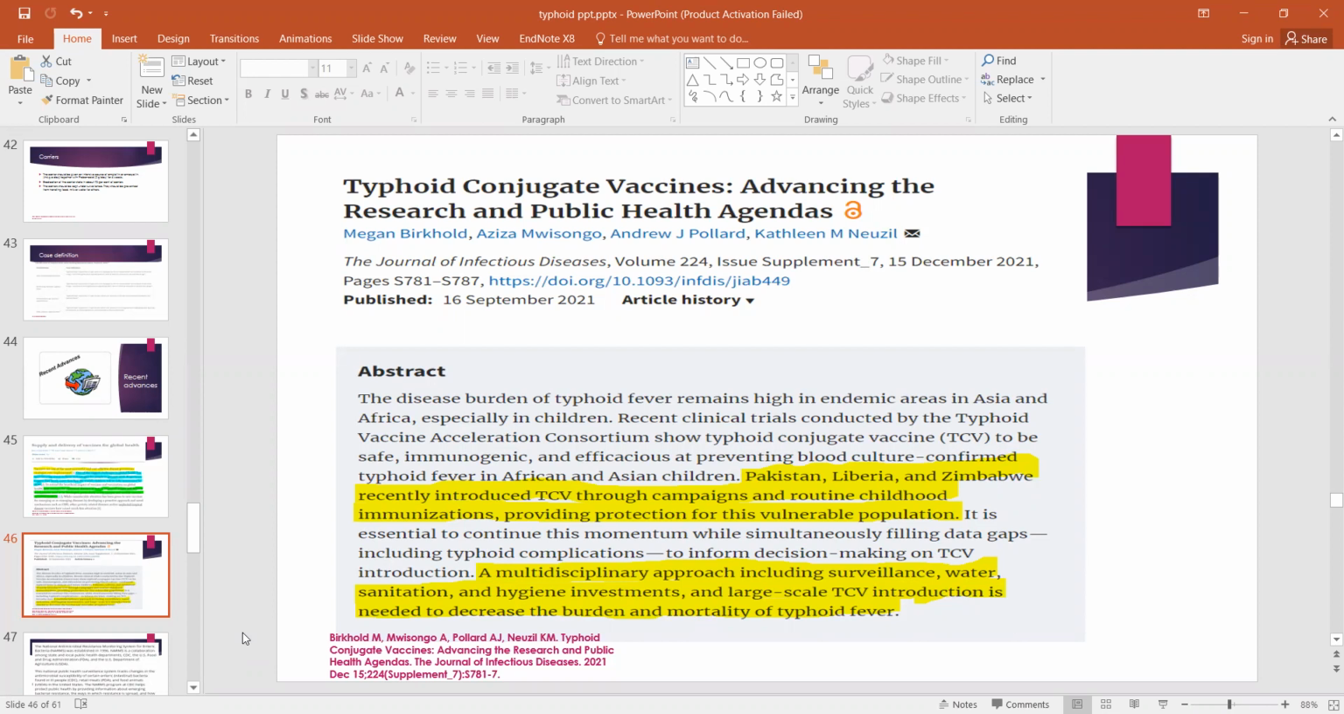Pakistan, Liberia, and Zimbabwe recently introduced typhoid conjugate vaccine through campaign and routine childhood immunization, providing protection to this vulnerable population. A multidisciplinary approach, including surveillance, water, sanitation, and hygiene investment, and large-scale typhoid conjugate vaccine introduction is needed to decrease the burden and mortality of typhoid fever.